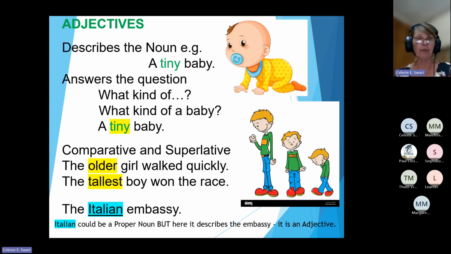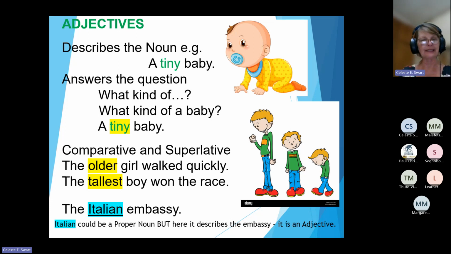And then we have something else. You know the degrees of comparison, where you have comparative and superlative. Comparative, two being compared. Superlative, three or more being compared. So we see the older girl walk quickly. Old describes the girl. It is also an adjective. The tallest boy won the race. So what do we know there? That describes him, because if we see the picture, we know who won the race.